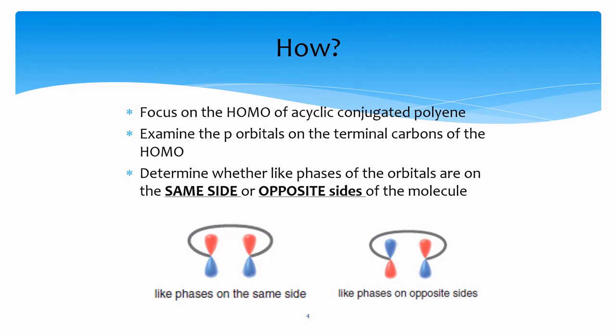So how do we know if it is giving us con-rotatory or disrotatory? First, we need to focus on the HOMO of the acyclic conjugated polyene. This is in the case where we want to do ring closing. If we want to focus on ring closing, we need to focus on the HOMO of the starting material, which is the acyclic conjugated polyene. Next, we need to examine the p orbitals on the terminal carbons of the HOMO. We must make sure they are the terminal carbons of the HOMO, where the carbon has the double bond.